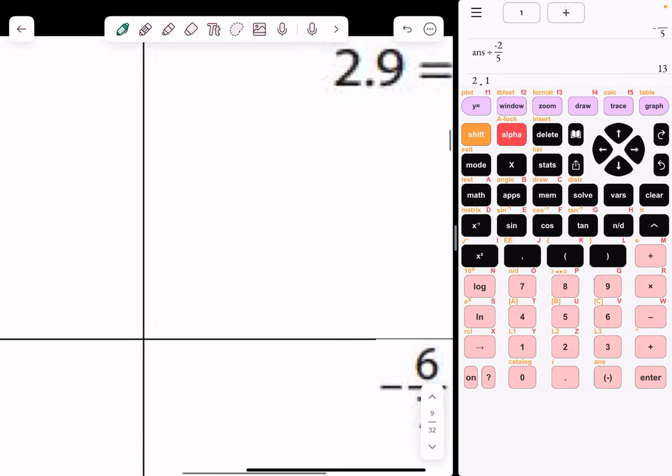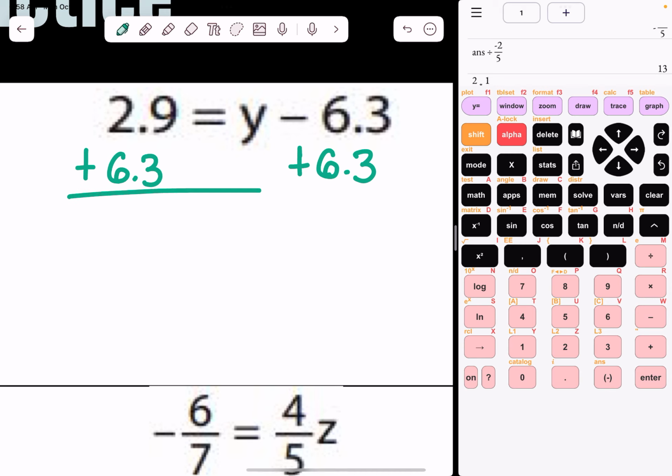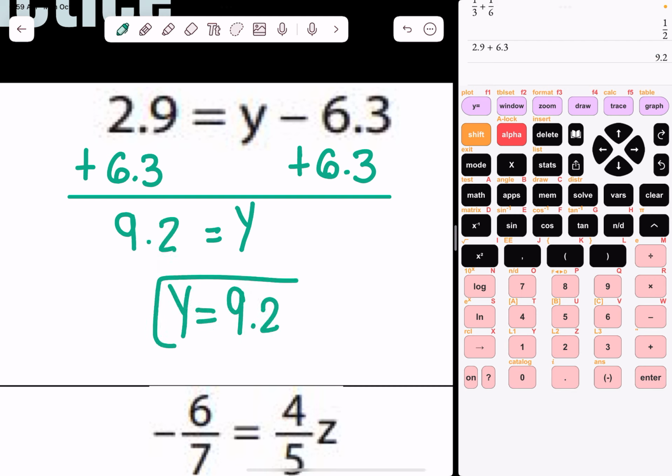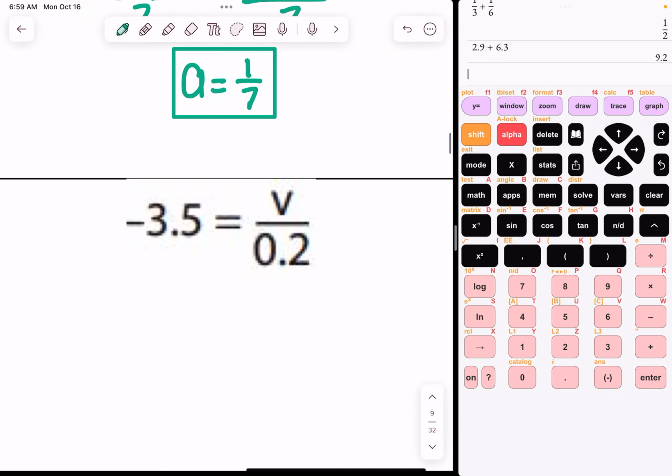All right, let's look at this next one. I have 2.9 equals y minus 6.3. Well, I want to get y by itself, but I have this minus 6.3. So I'm going to add 6.3 to both sides. So I would get y equals 2.9 plus 6.3. I get 9.2. Good job.